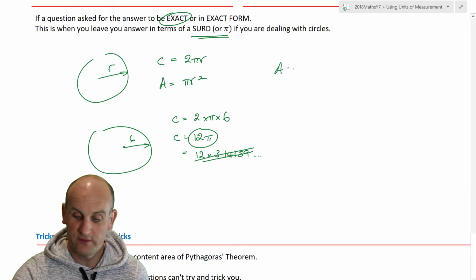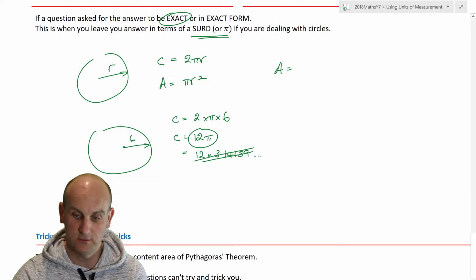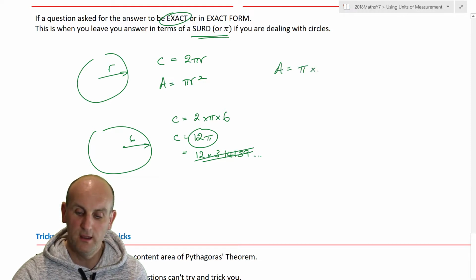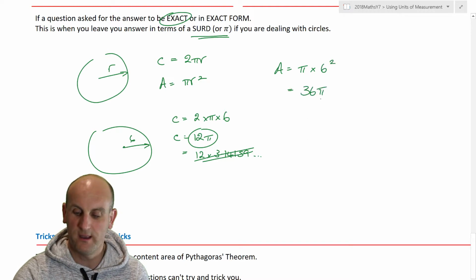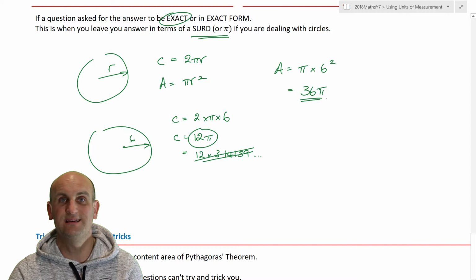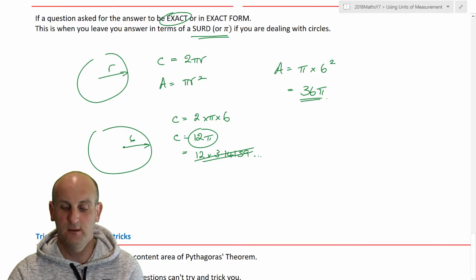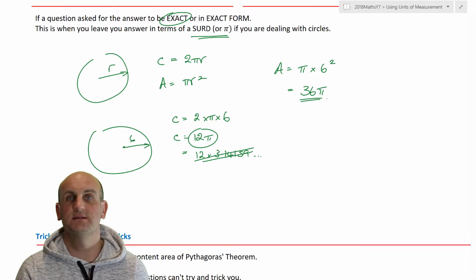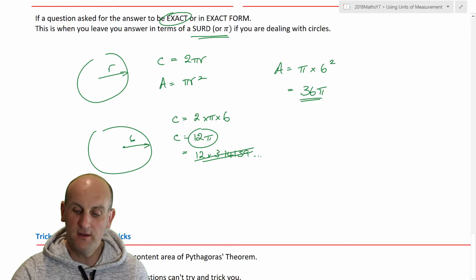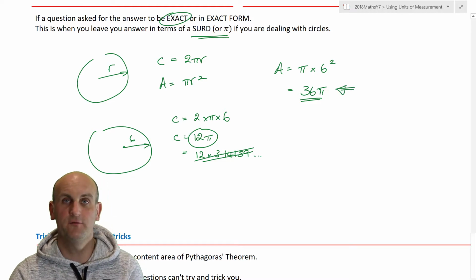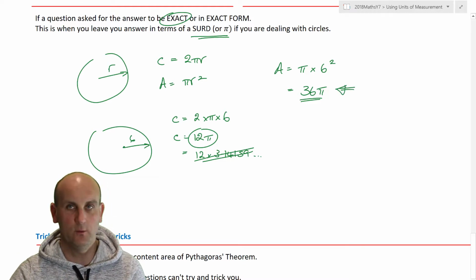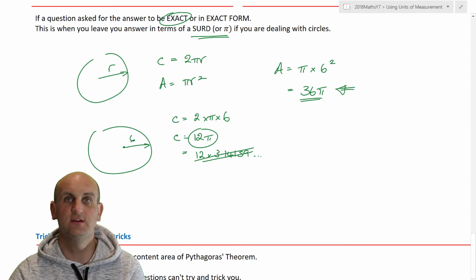Likewise with area. Same circle, pi times my radius squared, which gives me 36 pi. Leaving it like that is an exact form. Now, many times, even if the question doesn't say to leave it in exact form, my advice to you is leave it in terms of pi and keep working it out and working it out until you get to your final answer.